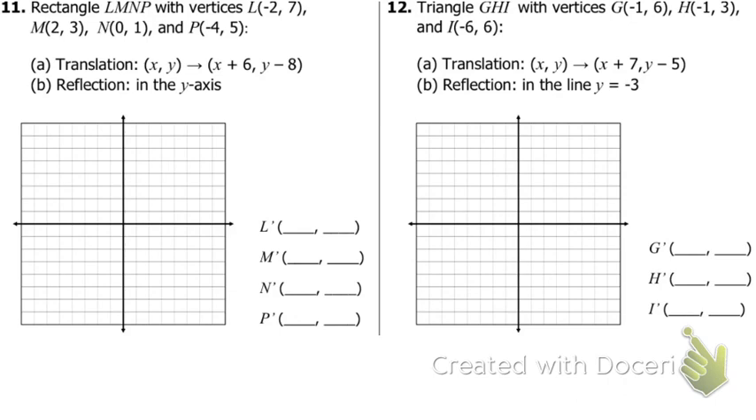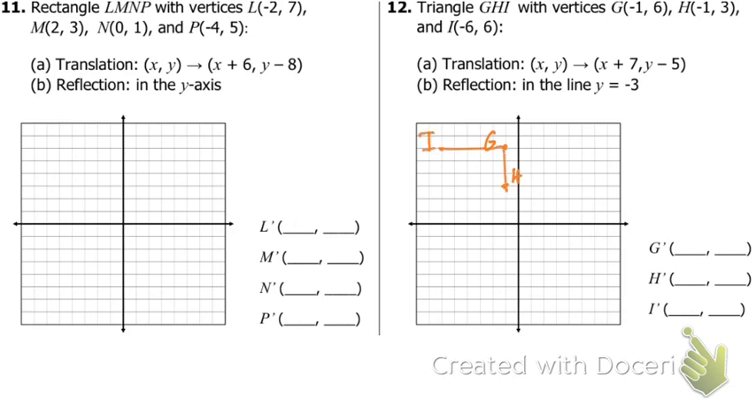So if you haven't finished yet, go and follow along with me. If you have finished it and already checked, ignore me for a moment. This is the one time I'll give you guys permission. So if I plot this triangle G, H, I, G is at negative 1, 6. H is at negative 1, 3. And then I is at negative 6, 6.